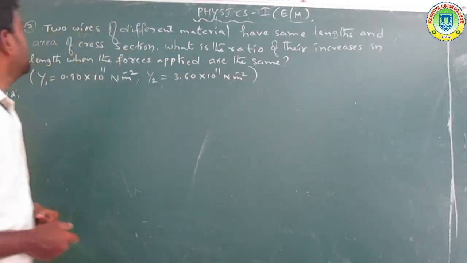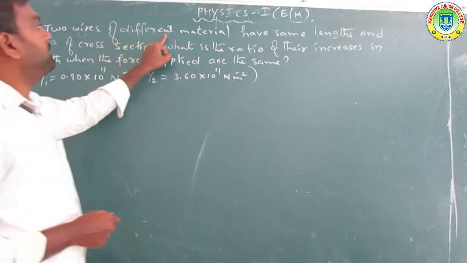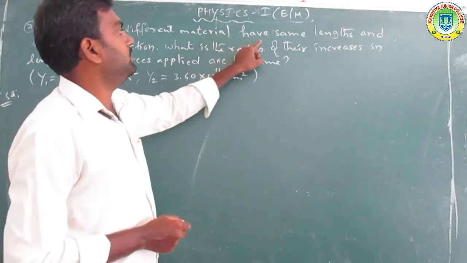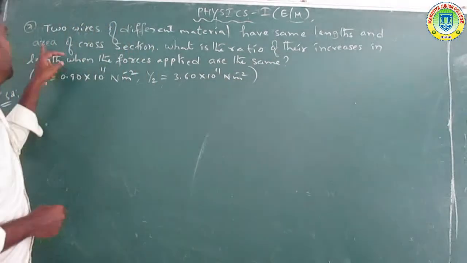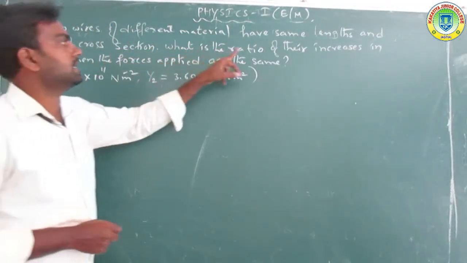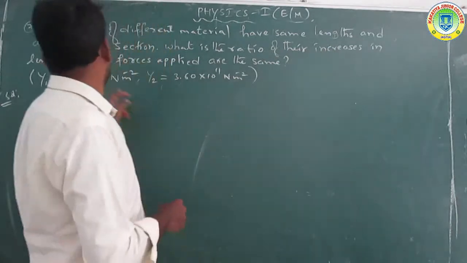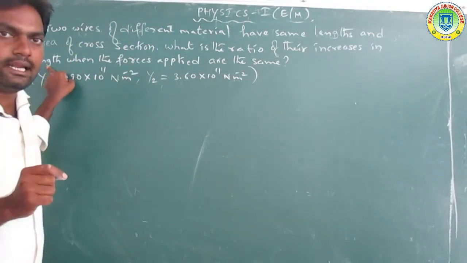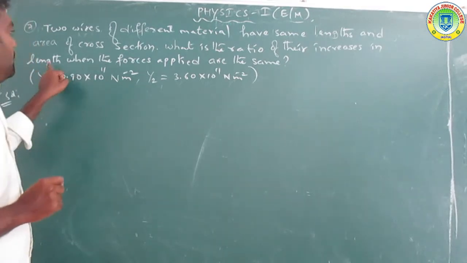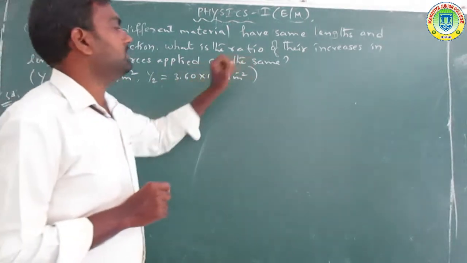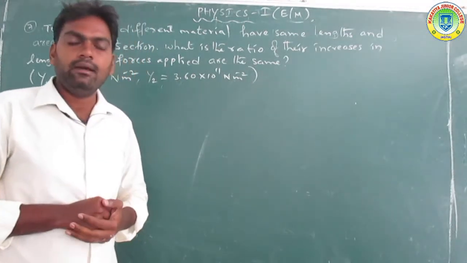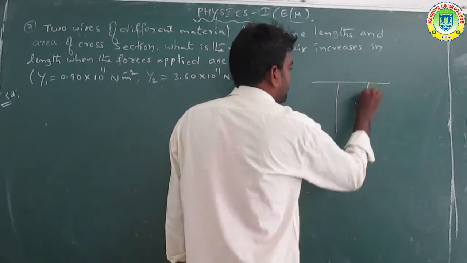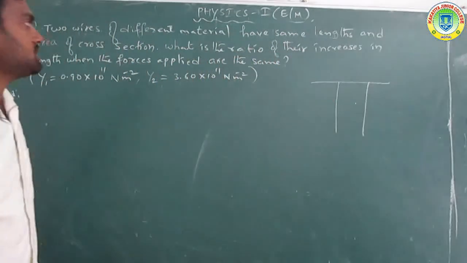Two wires of different materials have the same length and area of cross section. What is the ratio of their increase in length? The forces applied are the same. Now consider the two different wires; the materials are also different.